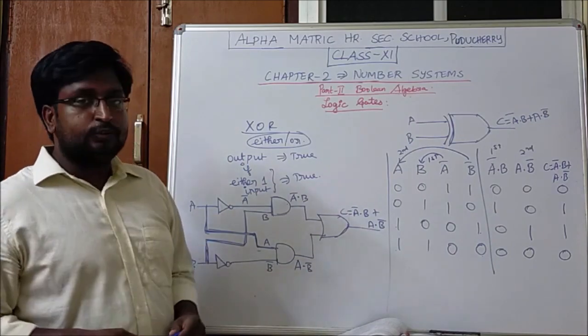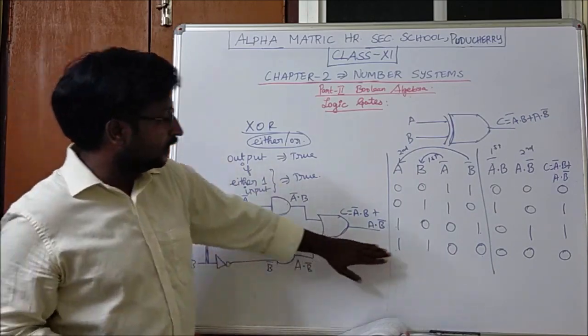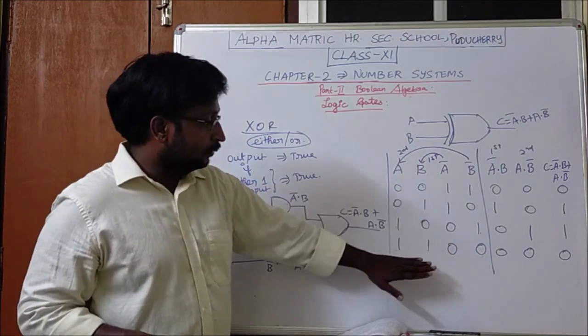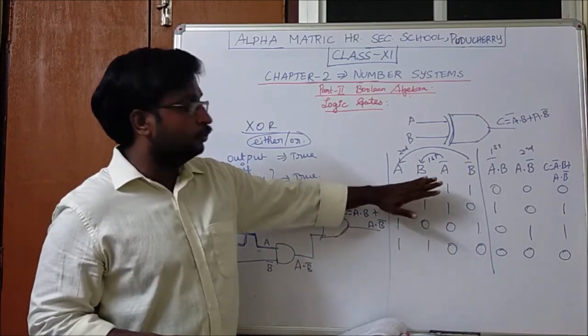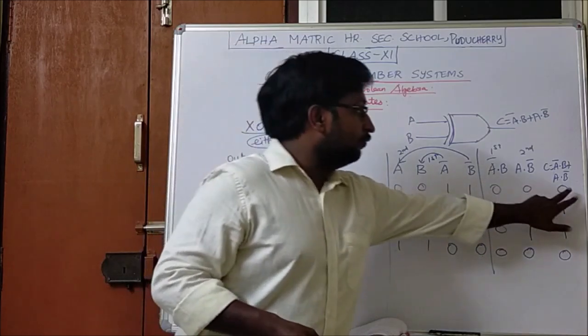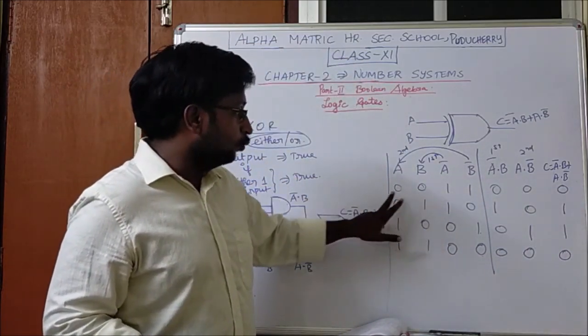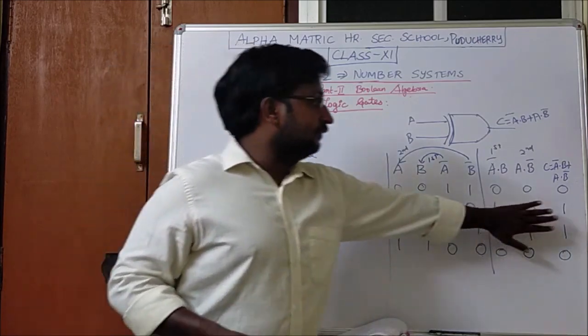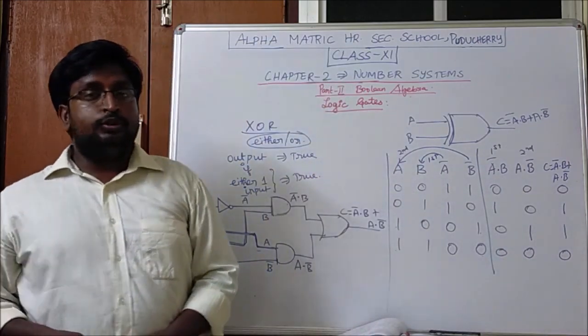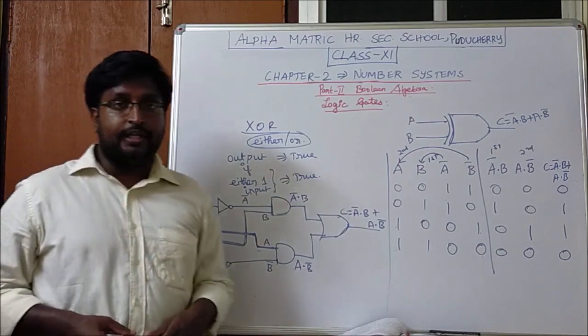In the remaining cases, whenever both the inputs are true or both the inputs are false, the result will be false. Only if either one input is true will the result be true. So this is all about the XOR gate.